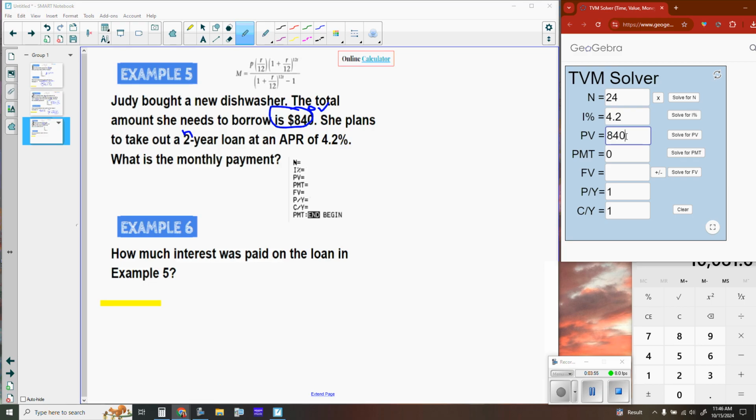PV is 840. FV is 0, PY is 12, and CY is 12. Go back up to PMT and go ahead and solve, alpha enter. We get $36.55 on a monthly basis.